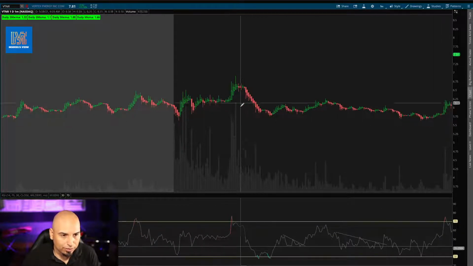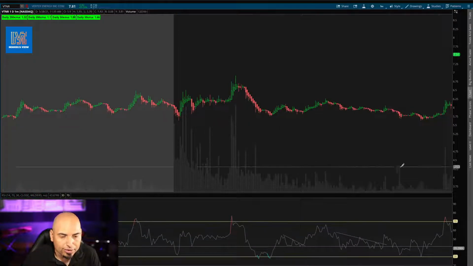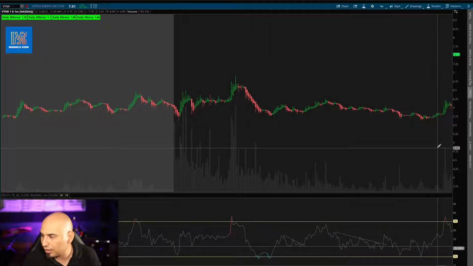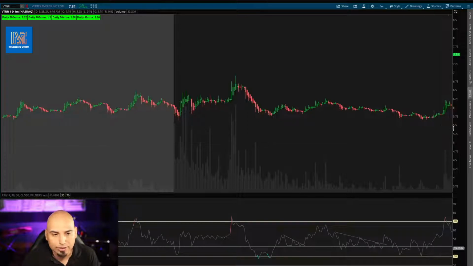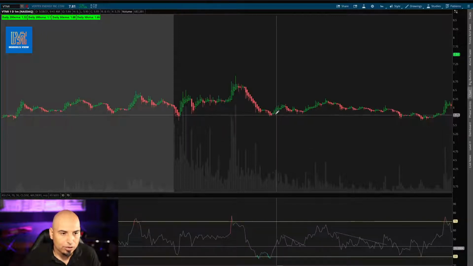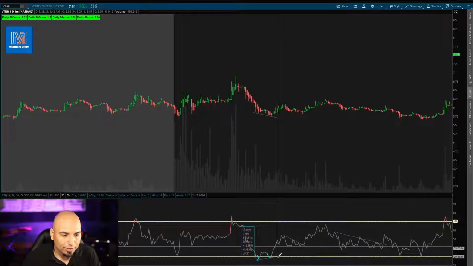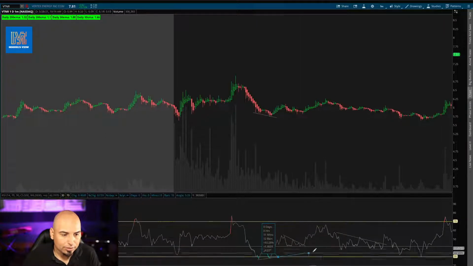Also, I want to show you this section right here. The RSI made what they call an RSI divergence. What is an RSI divergence? It's when the stock makes a lower low, but the RSI makes a higher low. So this is another thing that I look for to make winning trades.